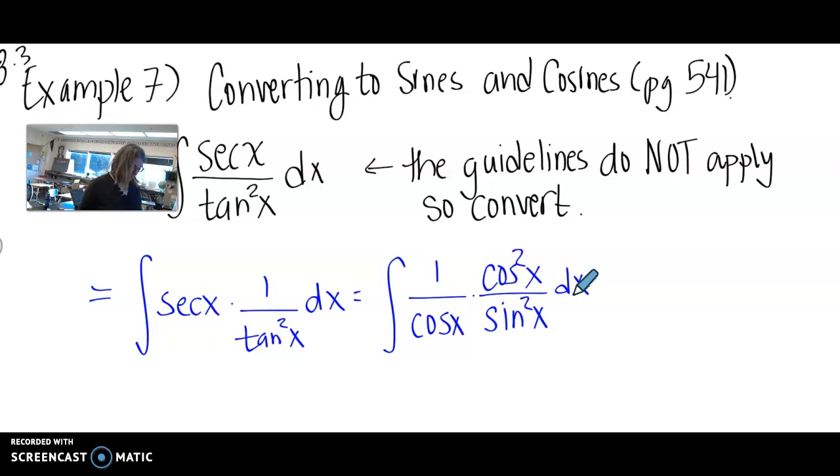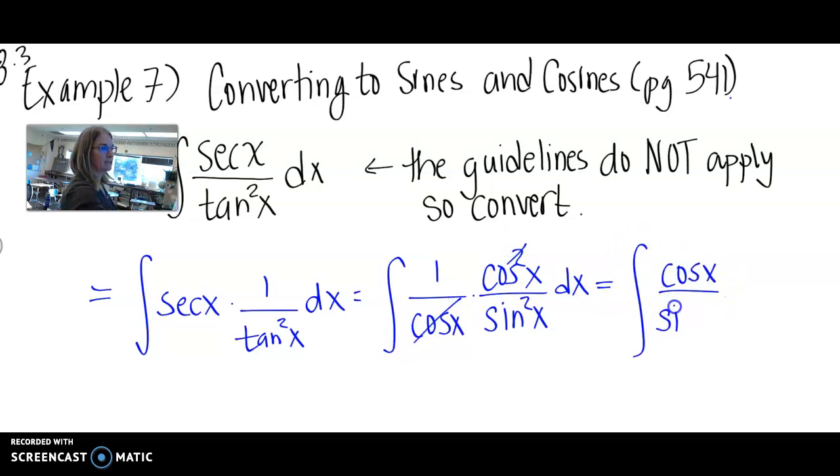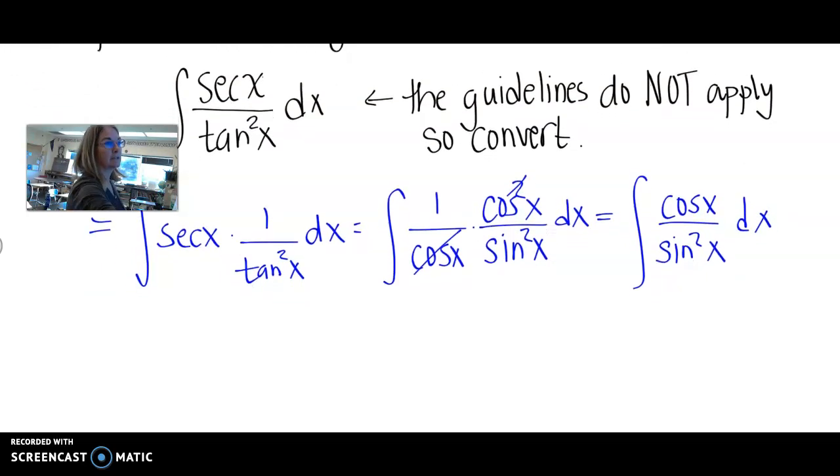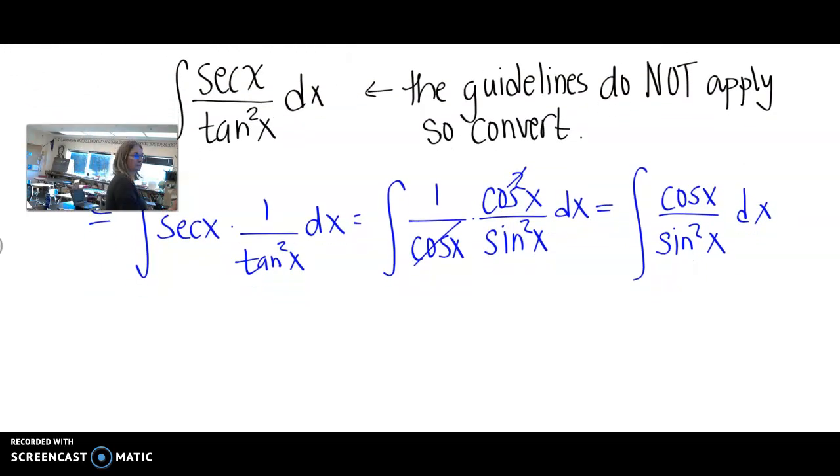All right, and then simplifying this, one of my cosines can cancel with one of those. So I have cosine of x in the numerator. I have sine squared x in the denominator. At this point, we can use u substitution. Think about what u would equal. And try this on your own.